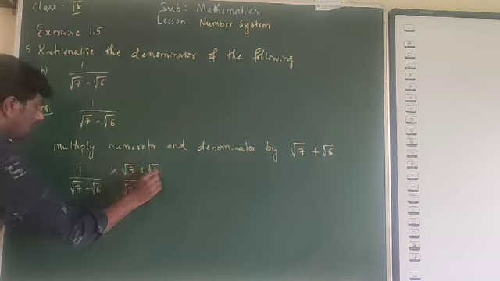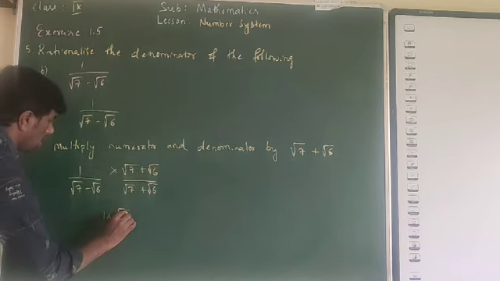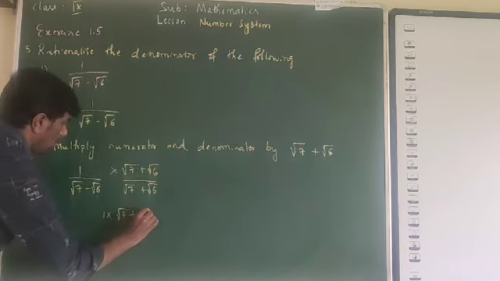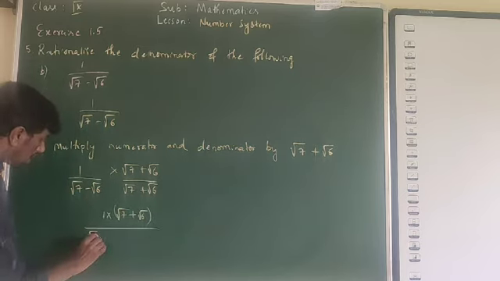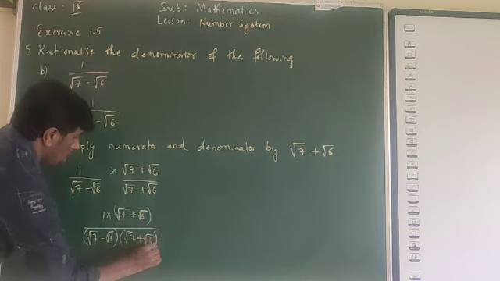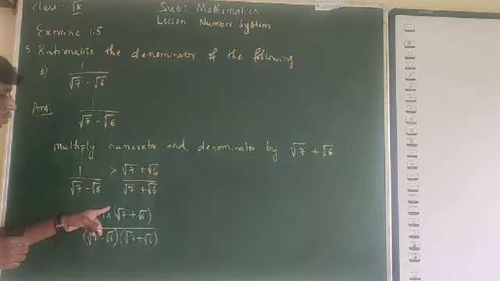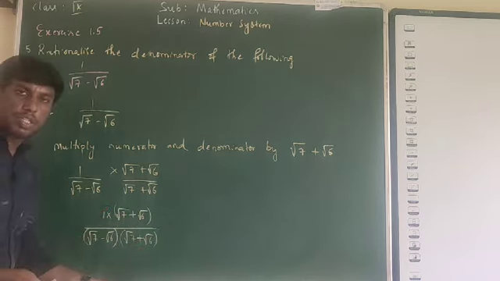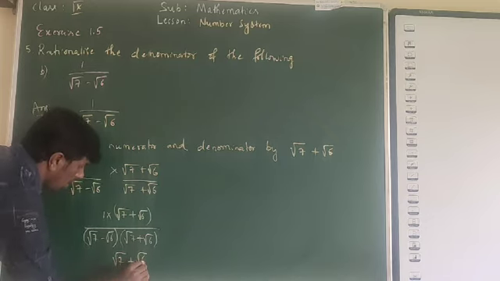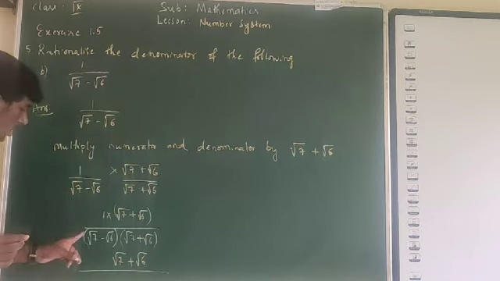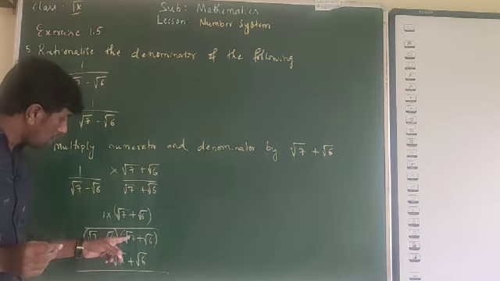So 1 into root 7 plus root 6 in the numerator, and in the denominator, root 7 minus root 6 into root 7 plus root 6. In the numerator, 1 into anything is the number itself. So it is root 7 plus root 6 only in the numerator. Denominator: root 7 minus root 6 into root 7 plus root 6.